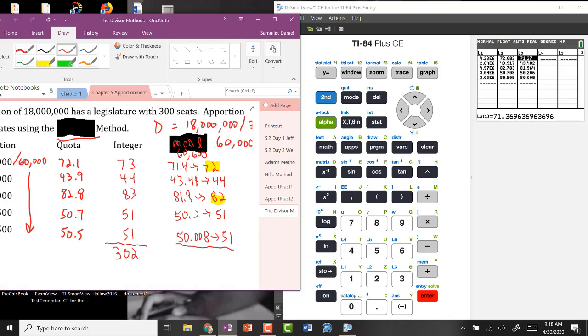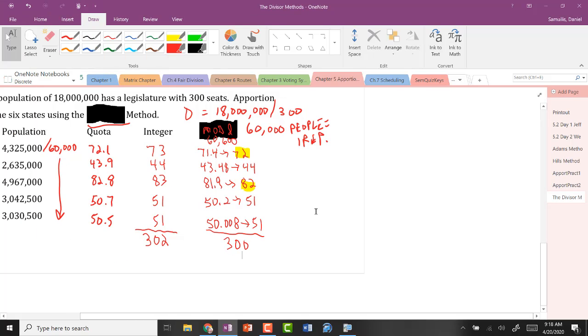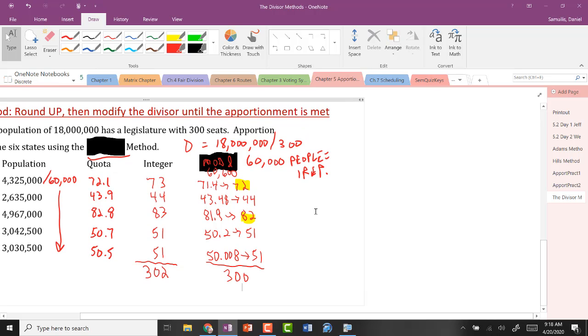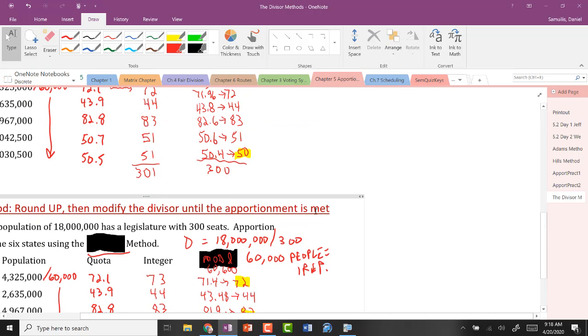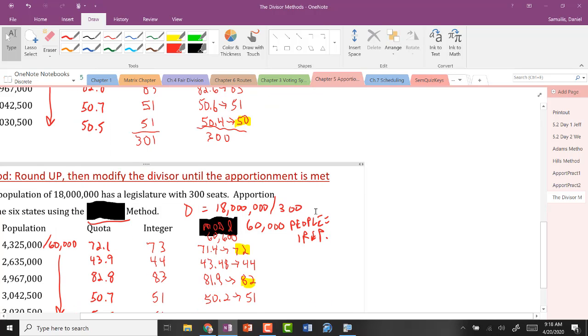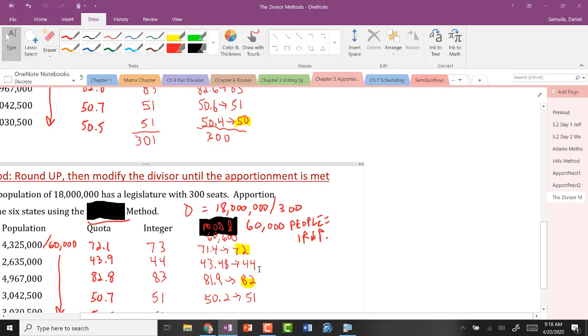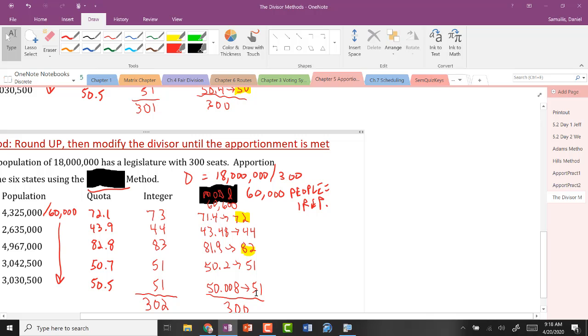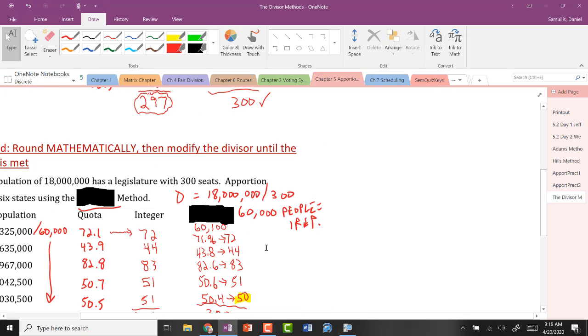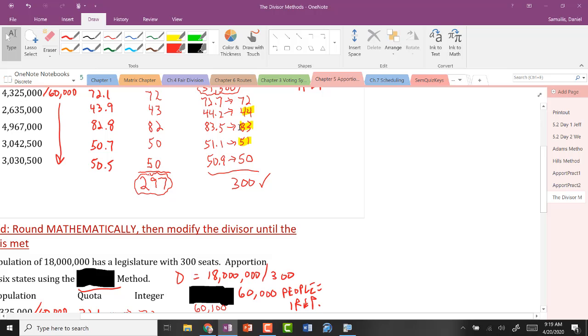302 minus 2 is 300, right on the dot, the apportionment that we want. Okay, so divisor methods. And when we scale back, look at how the different methods gave different seats to particular states. 72, 44, 83, 51, 50. This is 82 and 51, and then 72, and then still 51. So you're getting different apportionments with the different methods. Definitely.